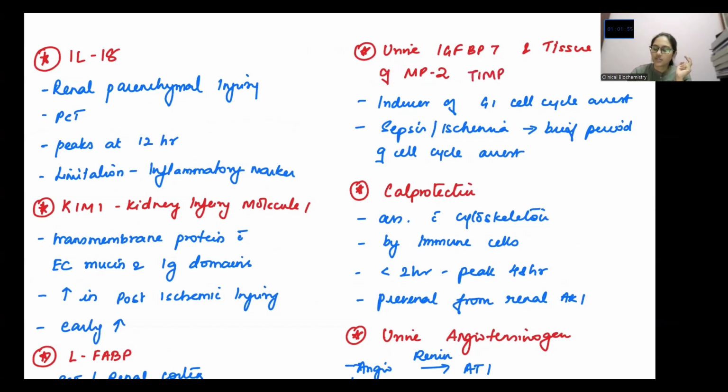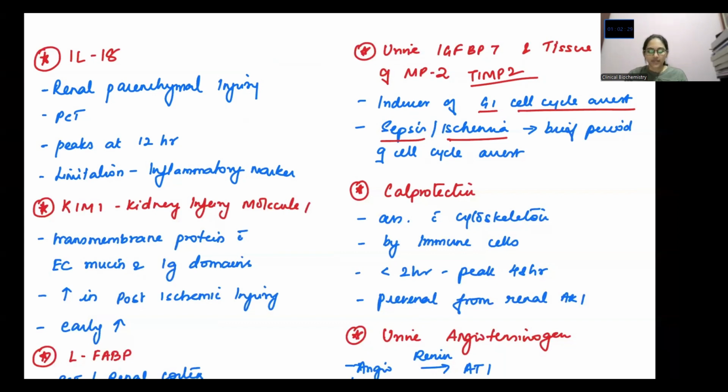Okay, so in sepsis or ischemia, what happens? There is a brief period of cell cycle arrest that the kidney undergoes, and this is induced by these two molecules. So this is an inducer of G1 cell cycle arrest. So basically, this is also involved in the pathology of the disease. Not just can it be used as a marker, it is also involved in the pathology of the disease. So urine markers are more specific than the serum markers.